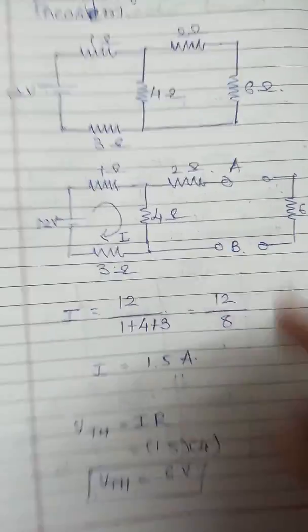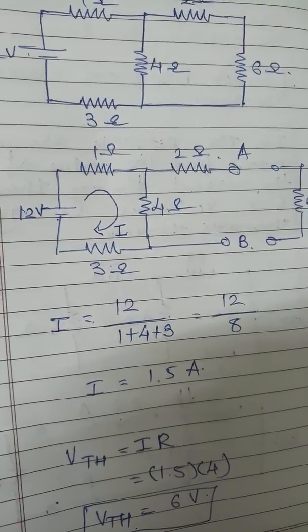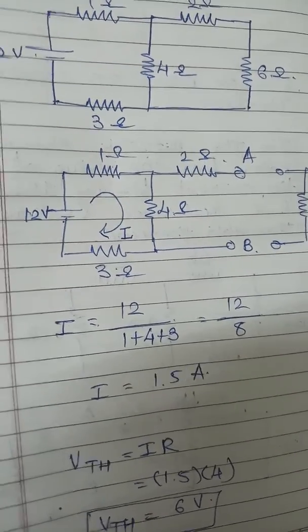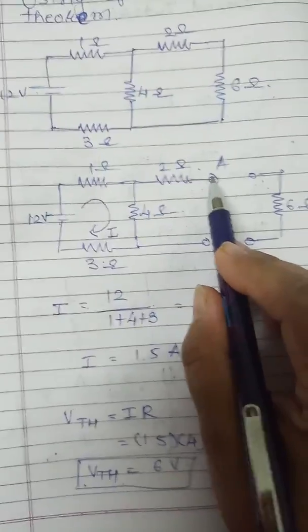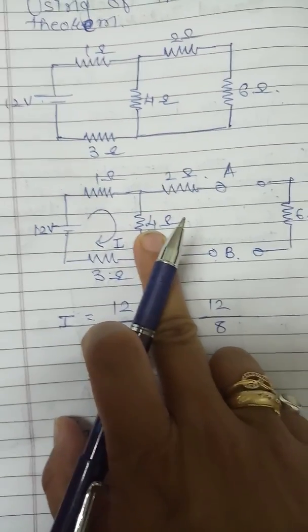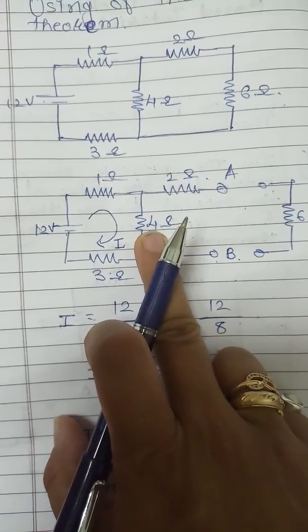VTH means the Thevenin equivalent voltage source, and Thevenin equivalent voltage source means what? The voltage across the terminal A and B. So it is the voltage across the 4 ohm resistance. So how to find out the VTH?